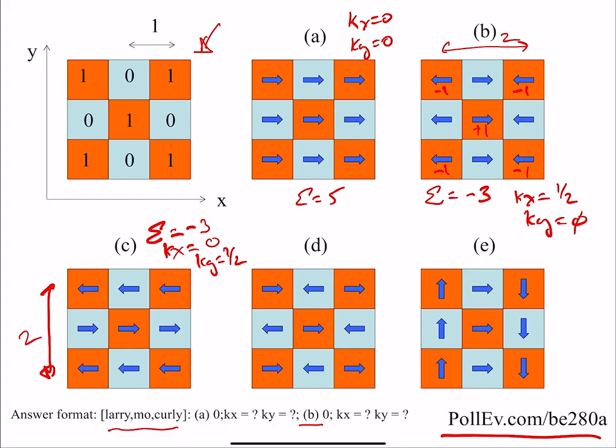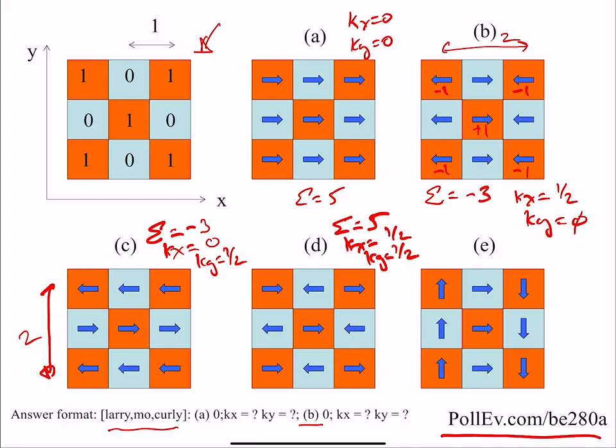All right. How about part D? What's the sum here? 5, right? That's pretty easy. Where are we in kx? 1/2, right? And where are we in ky? Also 1/2. Okay, which makes sense.